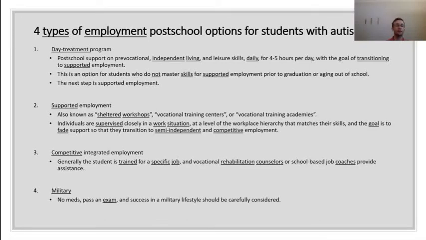Now, another type of employment could be the military. But students who go into the military can't be on medication. They have to pass an exam. And the family and the student should carefully consider the likelihood of their success in a military lifestyle. Okay. So a second category of post-school options for students with autism is employment. And we just covered 4 types of employment: day treatment program, supported employment, competitive integrated employment, and military.